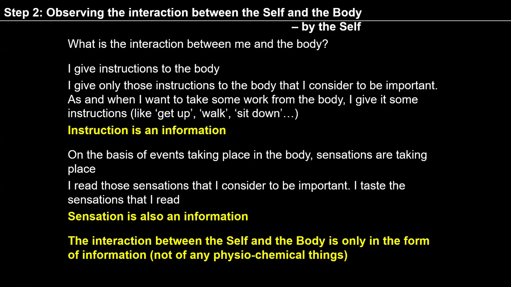In this exercise 2, step 2, we can observe that I give instructions to the body, and I have many choices whether to give instructions or not. Whenever I think it is important for me to express outside, then I instruct my body. Whenever I think it is important to express my feelings, like feelings of care, feelings of respect, etc., then I instruct my body to express my feeling. Whenever I want to go from one place to another place, I instruct my body. Whatever instruction I give to my body, the body follows.